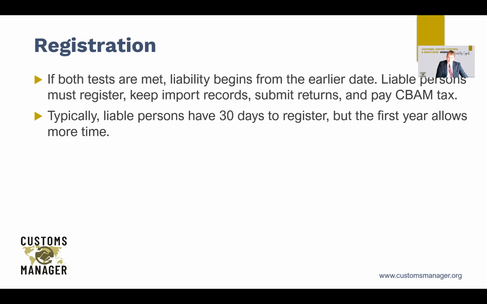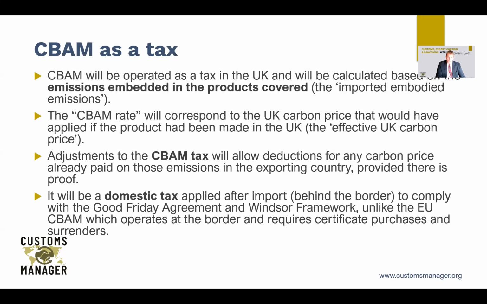If both tests are met, the forward and the backward-looking test, then liability begins from the earlier date. And then for that, you do need the liable person, because this liable person that you have identified must then register, keep the import record, submit returns, and pay the CBAM tax. And typically, liable persons have 30 days to register, but the first year allows more time. As you remember, we are starting on the 1st of January, but the first return is not due until, what was it, May 2028. So quite a lot.